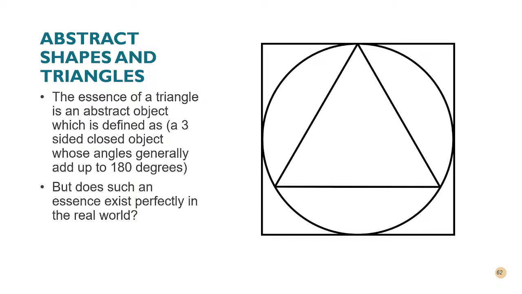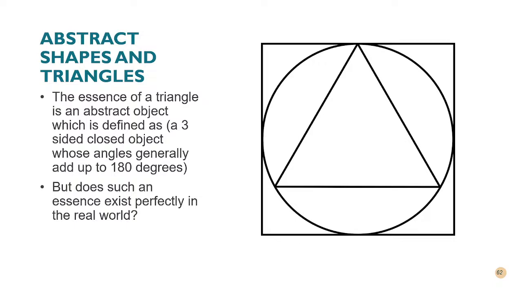Think of an abstract concept, whether it's a square, a circle, or a triangle. Just to give the example of a triangle, we would say that a triangle is an abstract concept which consists of a three-sided closed shape. So that's the essence of the concept of a triangle.